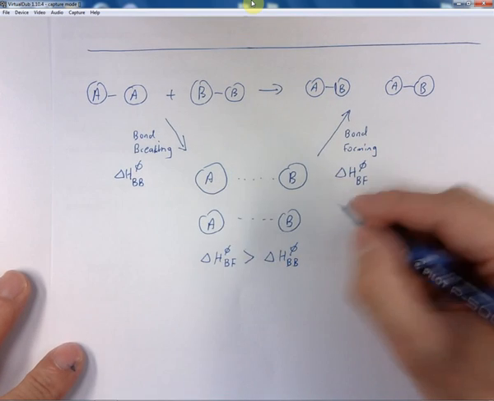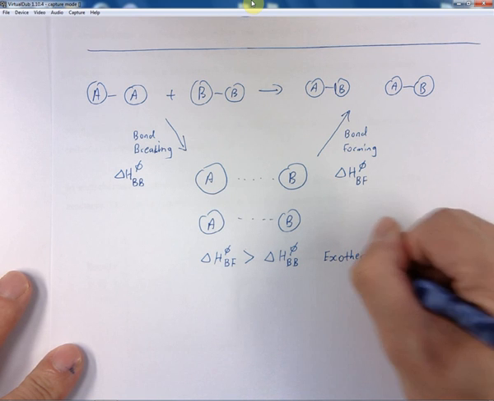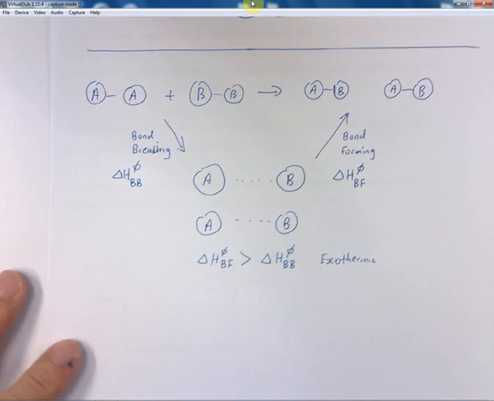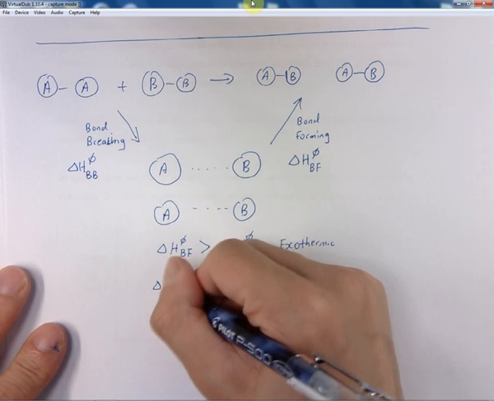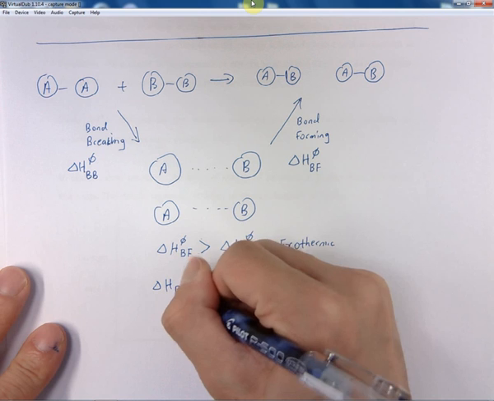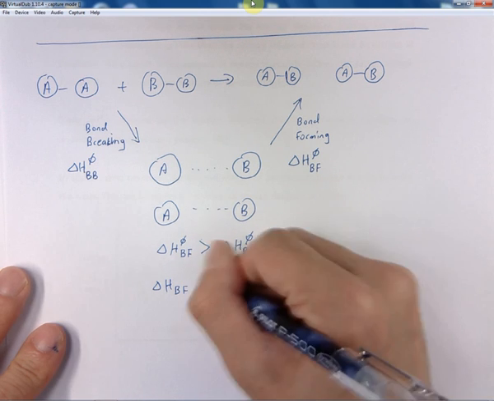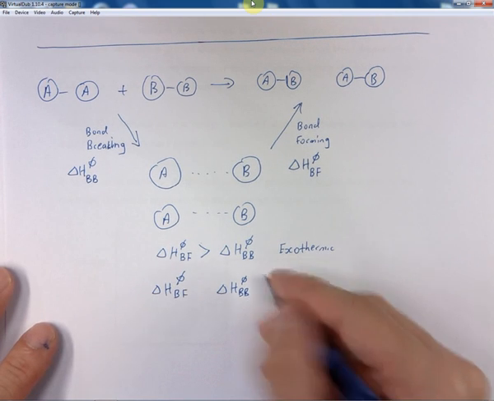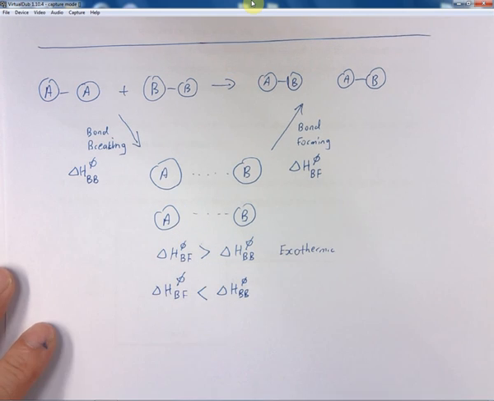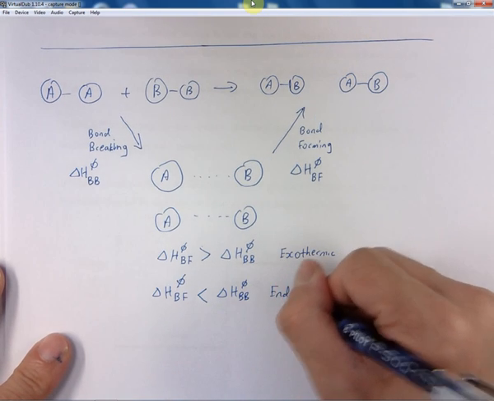For this case, we can look at here. For an exothermic reaction, the bond forming heat is higher than that of bond breaking. So in an endothermic reaction, the heat of bond breaking will be greater than that of bond forming. So this is an endothermic reaction.